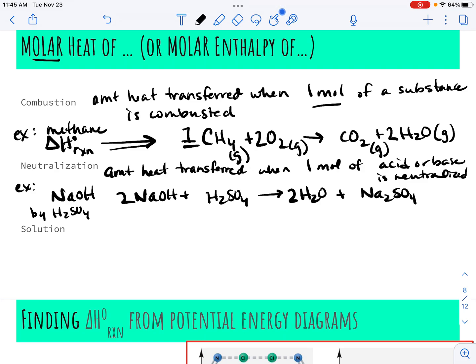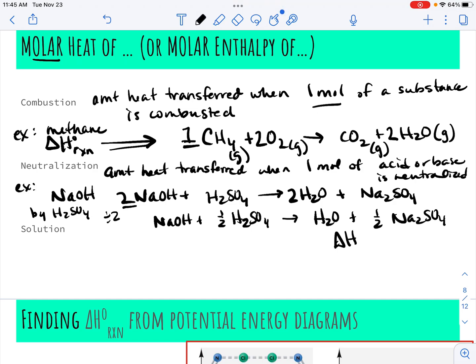Notice that if I want this to be the molar heat of neutralization of my sodium hydroxide, that coefficient is a 2. So I need to come back in and divide them all by 2 to give me NaOH plus 1/2 H2SO4 yields 1 water and 1/2 Na2SO4. And the delta H for that reaction would be the molar heat of neutralization of the sodium hydroxide.